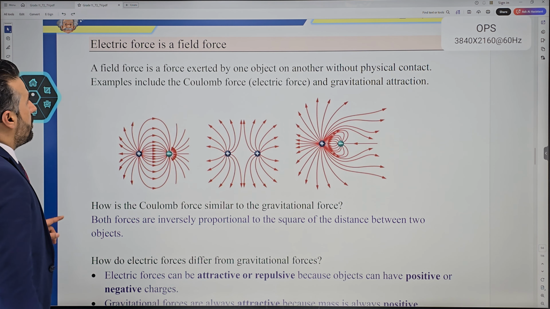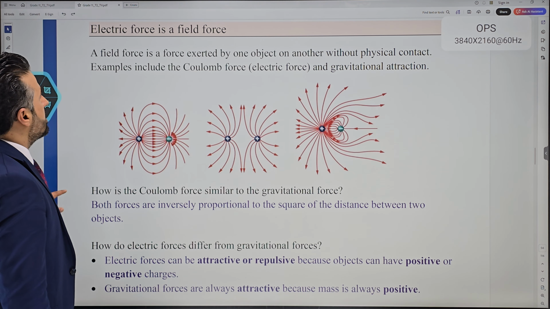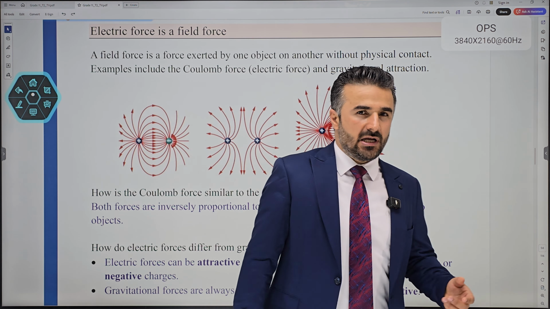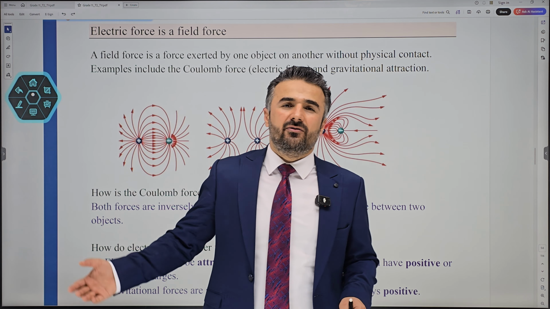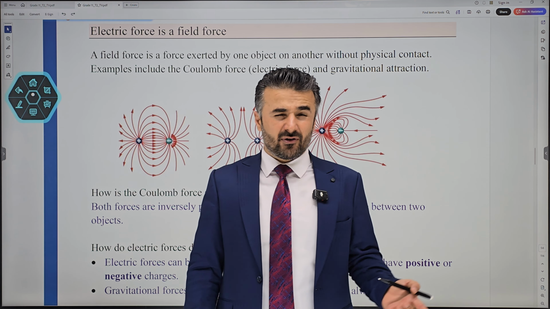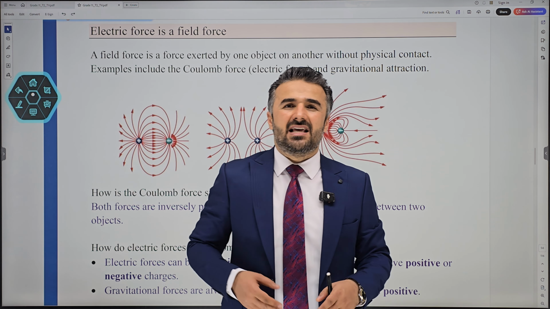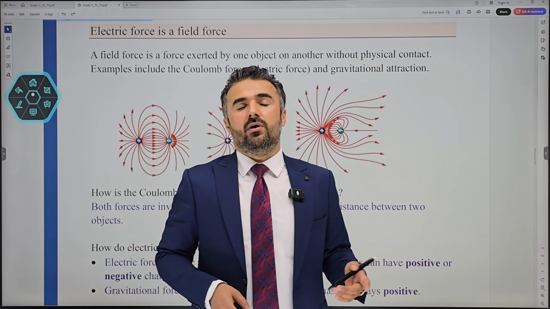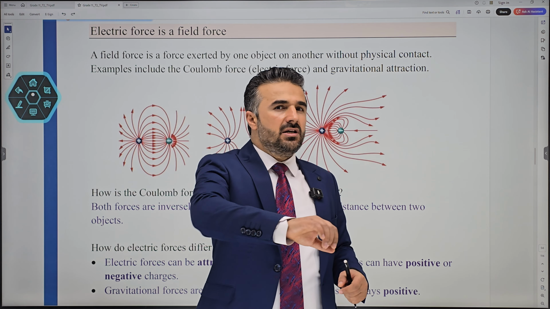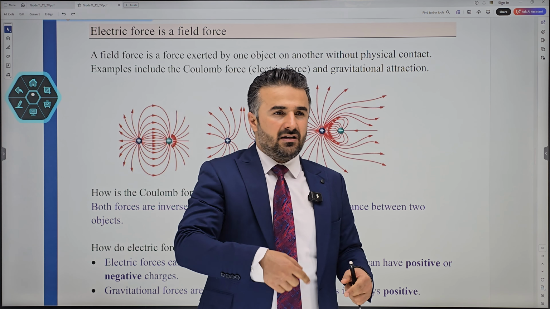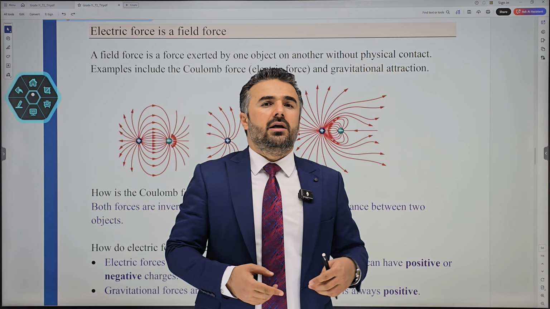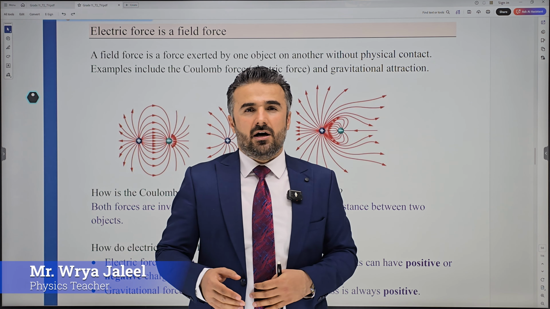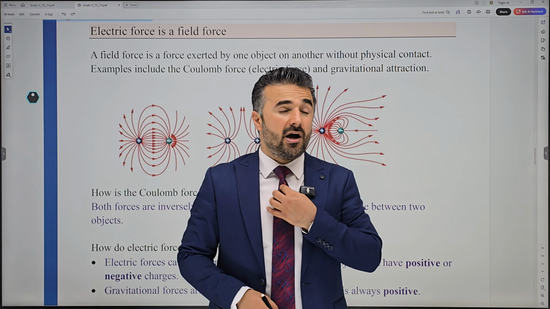The next thing that we have is that electric force is a field force. There are two types of forces: contact forces and field forces. For contact forces, there must be direct contact between the two in order for the force to act. Let's say you want to open the door. Without you touching the doorknob, like there's a physical contact here, can you open the door? No. So these kinds of forces are called contact forces that require a contact.